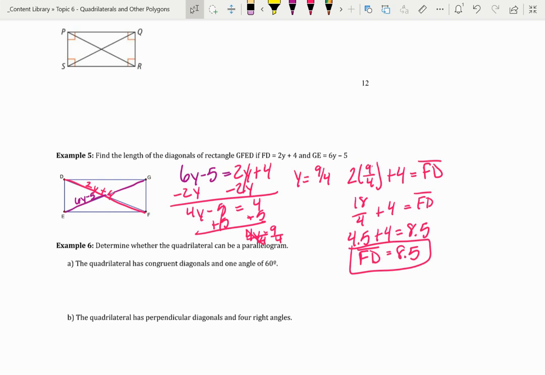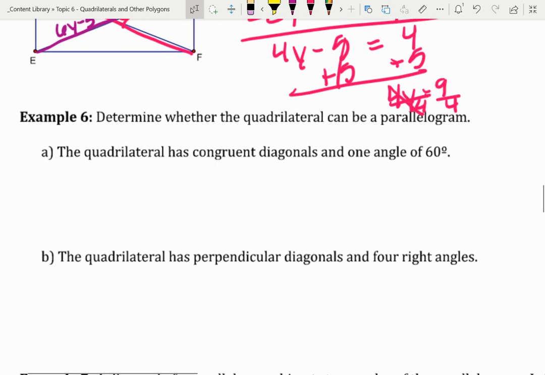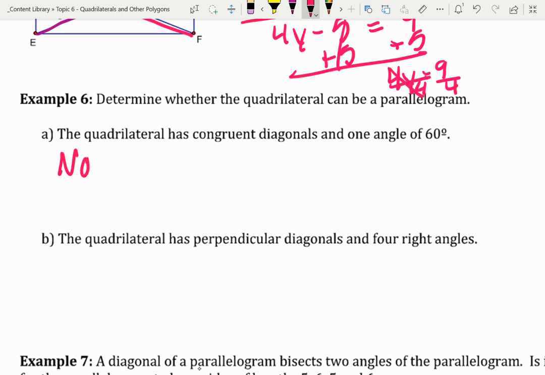Example 6. Determine whether the quadrilateral can be a parallelogram. The quadrilateral has congruent diagonals and one angle is 60. That's going to be a no. A 60-degree angle would be too small. The quadrilateral has perpendicular diagonals and 4 right angles. That tells me that it is going to be a rectangle, so that will be a yes.